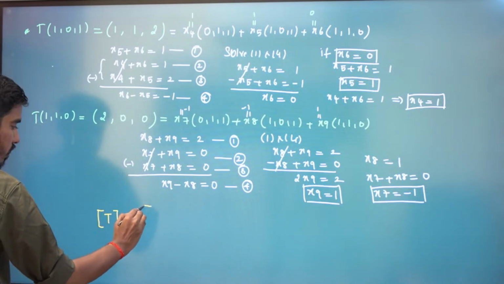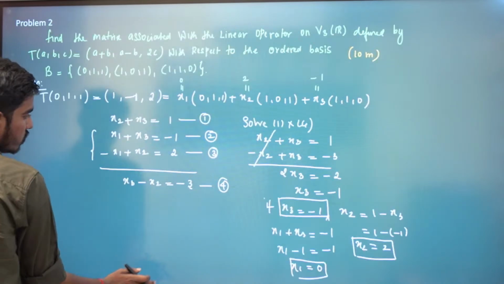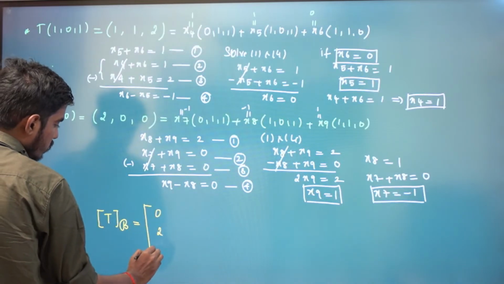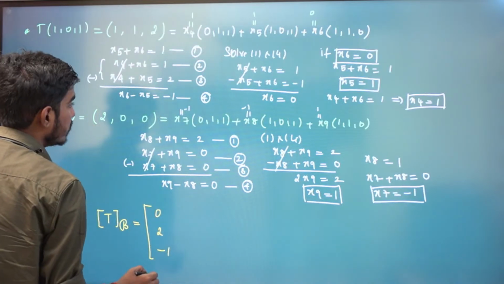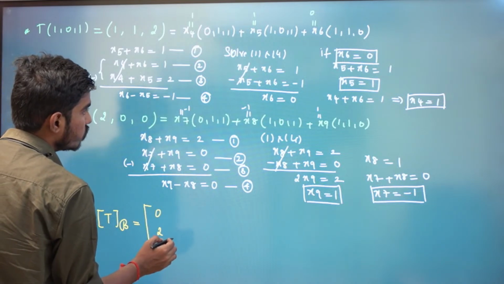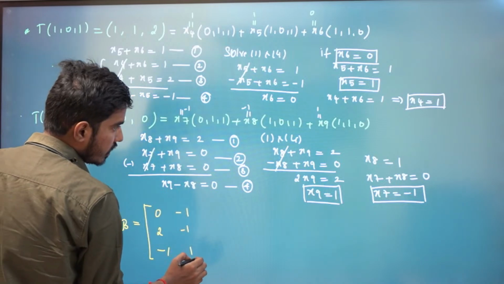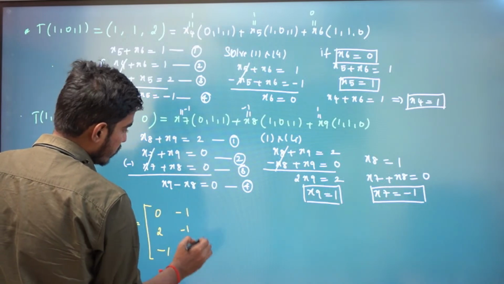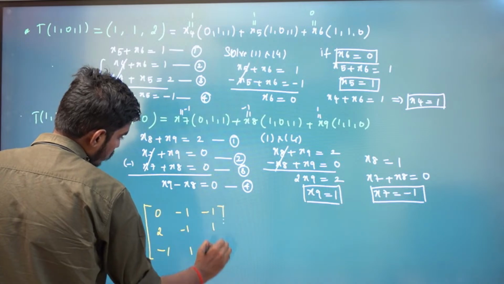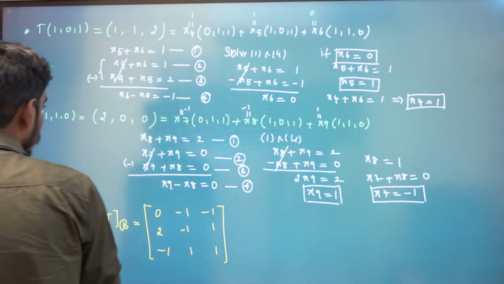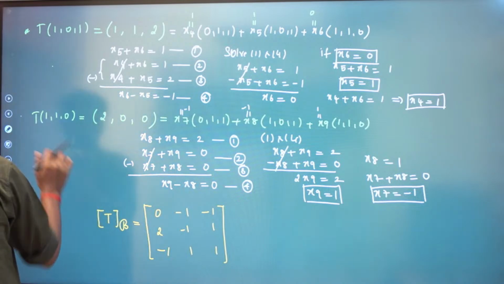the matrix of T with respect to the given ordered basis is given by, so what is our x1, x2, x3? 0, 2, minus 1. And then the second column 1, 1, 0, and then x7, x8, x9: minus 1, plus 1, plus 1. So this is the matrix of T with respect to the given ordered basis, right?